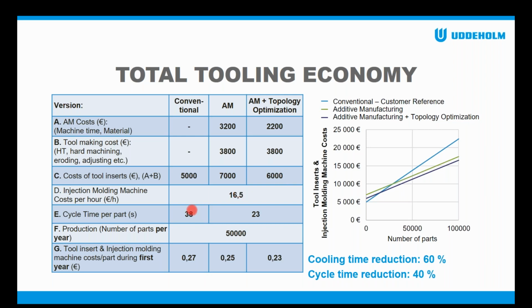So if we look at the cycle time reduction, we went from 38 seconds to 23 seconds. And what does this mean? Yes, it means that already after approximately 20,000 shots, or maybe less, the tool is already cheaper than the conventionally produced tool. So that's the interesting thing with this case as well, that you don't need to produce millions of parts in order to print the tool. You can actually have a quite small production of parts per year and still use additive manufacturing.